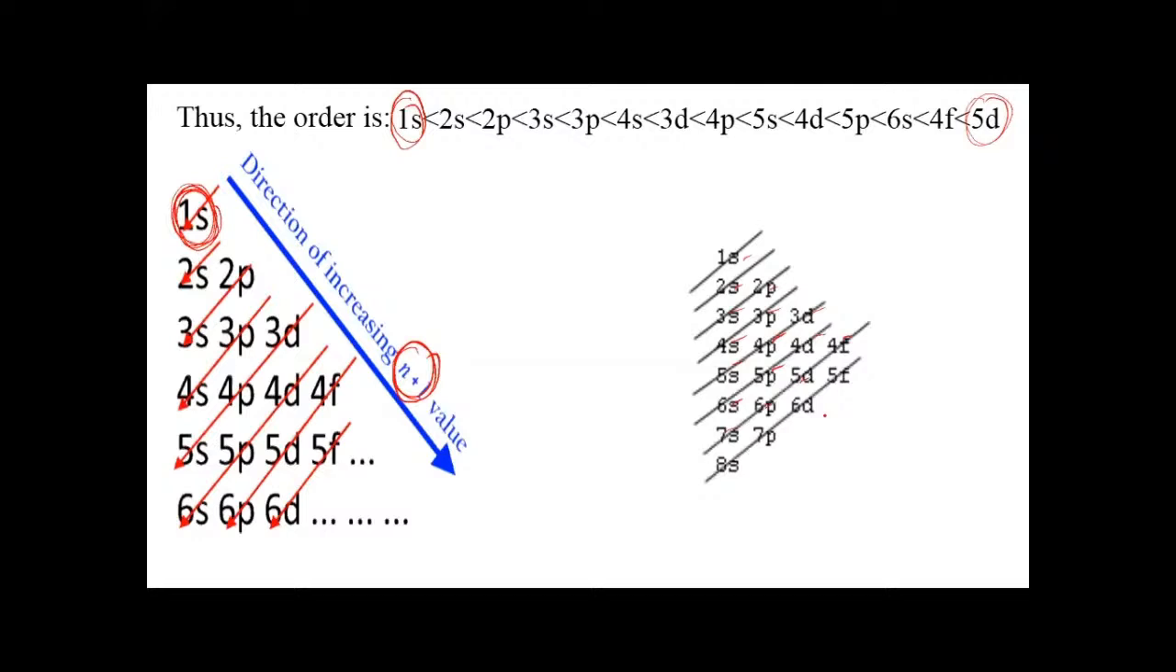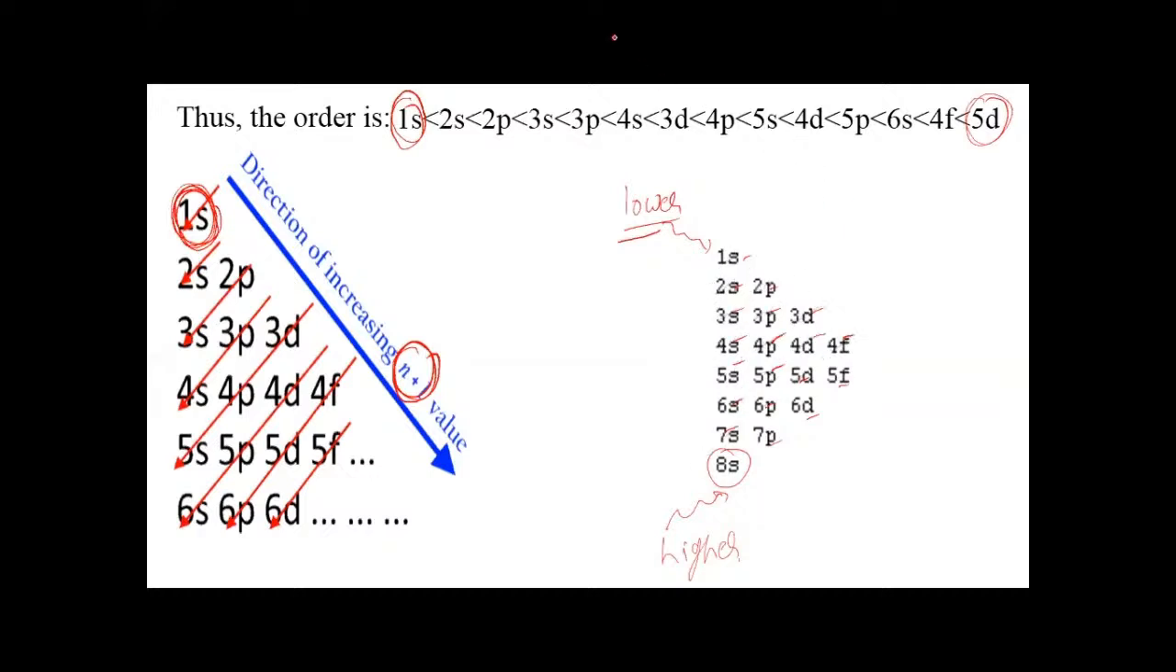So we can say that 1s is a lower energy orbital, whereas 8s is a higher energy orbital. Observe how they are filling: first 1s, then 2s, and so on. Observe it carefully.